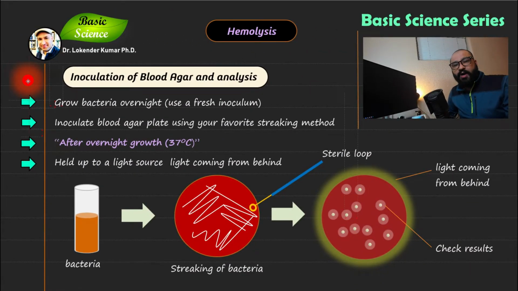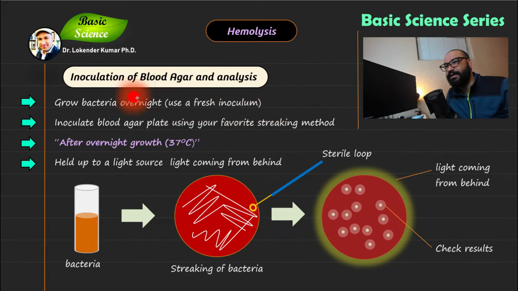So right now I am on the second slide, and in this particular slide I will explain how to inoculate the blood agar and how to perform the analysis of the blood agar plate. Basically, what are the techniques that you use to inoculate the bacteria, and then what you can do to analyze the zones of hemolysis, right? And as you can see, I have pointed out in these arrows, there are 4 important points that you need to remember. Point number 1 is you need a fresh inoculum of the bacteria. So you need to grow bacteria overnight and use a fresh inoculum, as I have mentioned here.